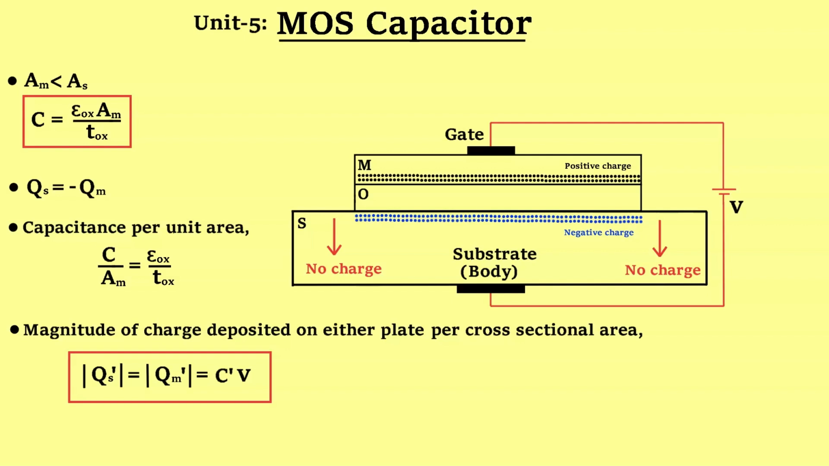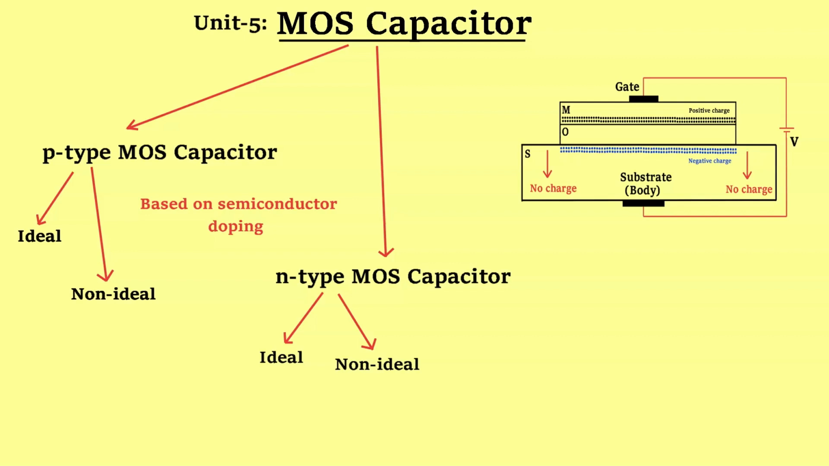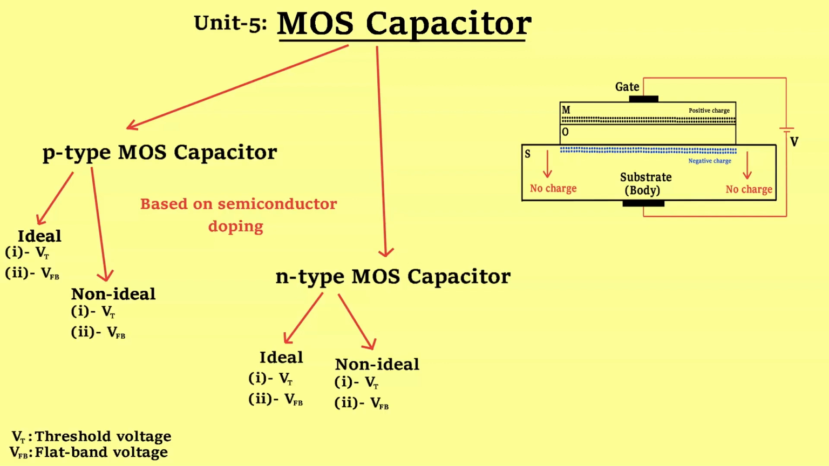Based on the type of substrate used, MOS capacitor can be classified into P-type MOS capacitor and N-type MOS capacitor. These two types are further divided into two cases. One is the ideal case and the other is the non-ideal case. There are two parameters which are very important for understanding of MOS capacitor. One is flat band voltage and the other is threshold voltage. We will study all these things one by one.